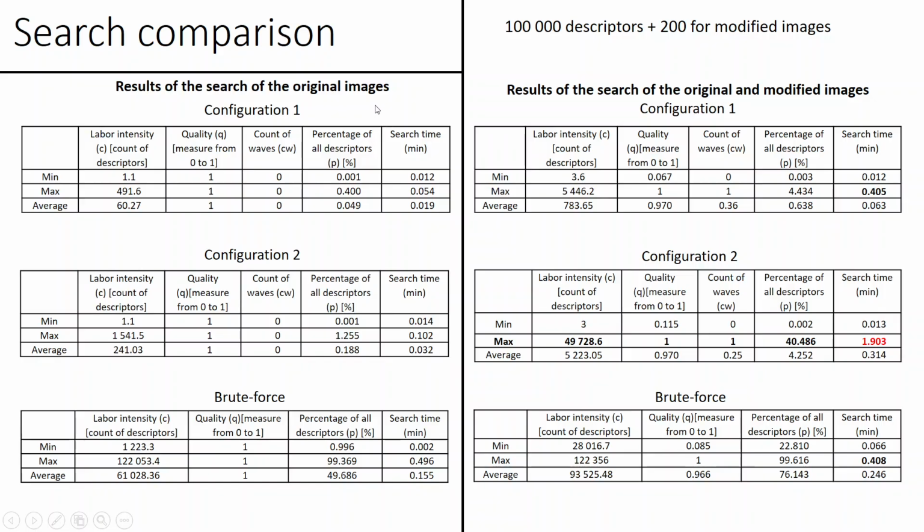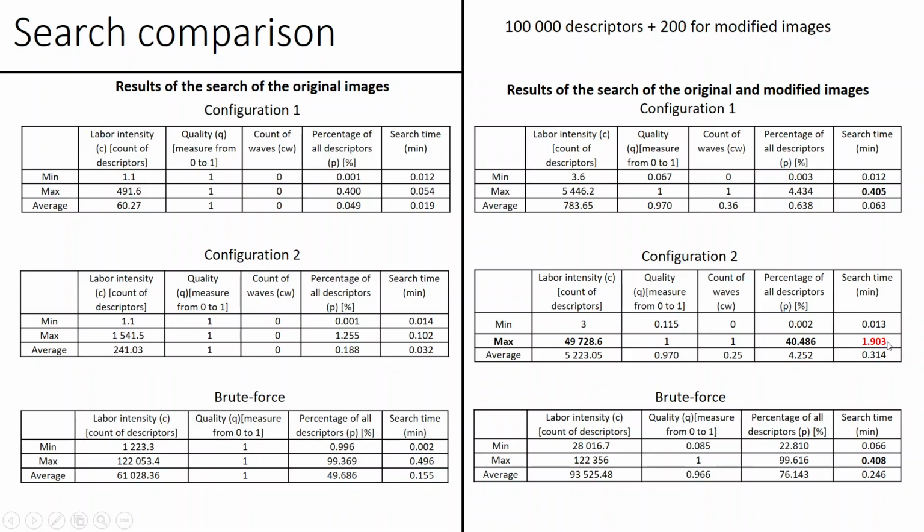As you can see, for the first case, the best configuration is configuration 1 for all metrics. For configuration 2 we can see a similar picture, except this max values line and this search time, which is much bigger than for the brute force, and we need to investigate this issue and probably find the root cause of why we have this value here.